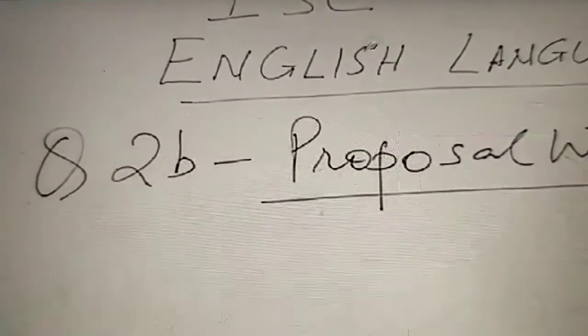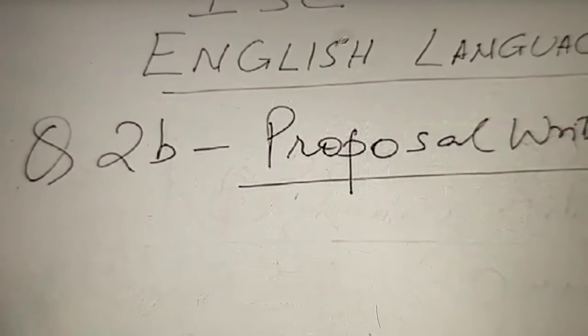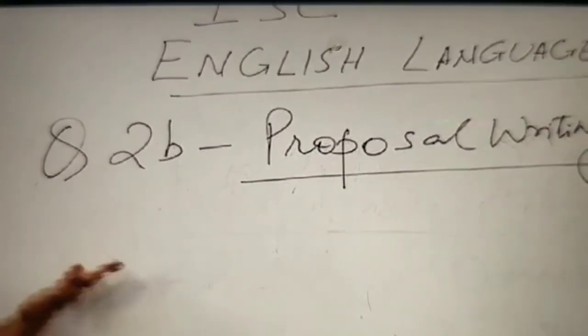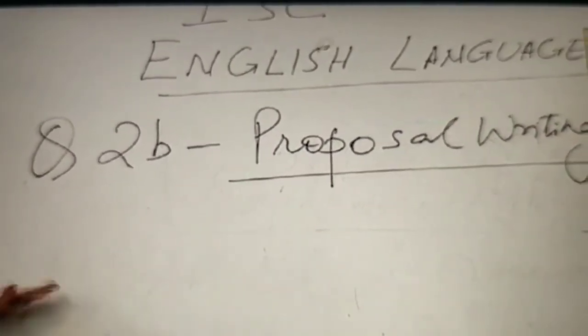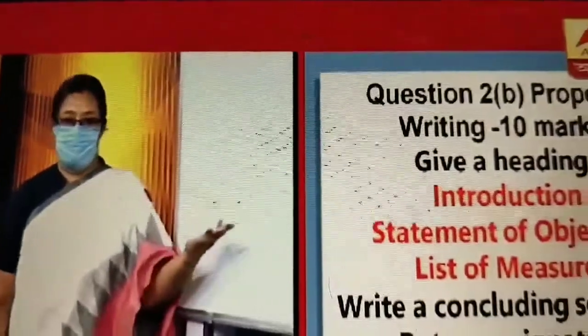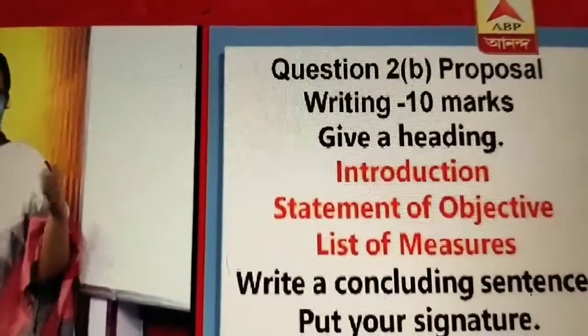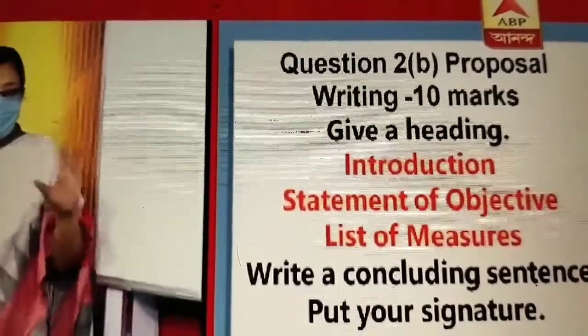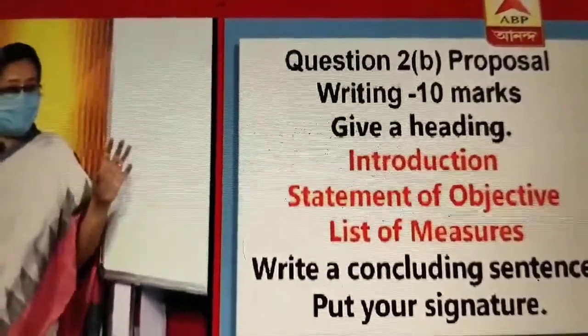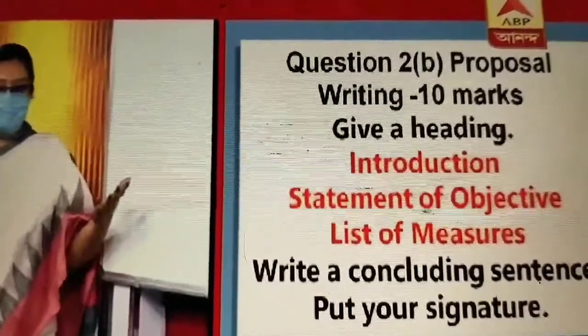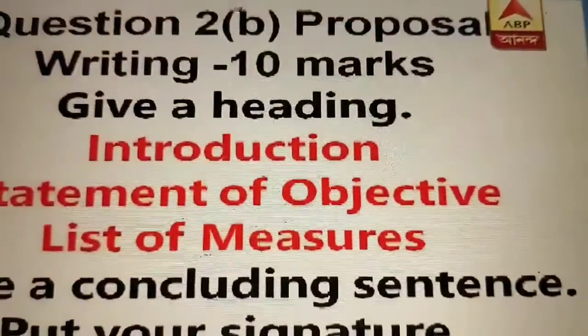Now, this is a very scoring topic. When you attend this topic, you're sure to score. You only have to know how to write a proposal. Now you see the important things for proposal writing. If you follow the slide, the proposal writing carries 10 marks. Very easy to score. There are certain things you have to remember.